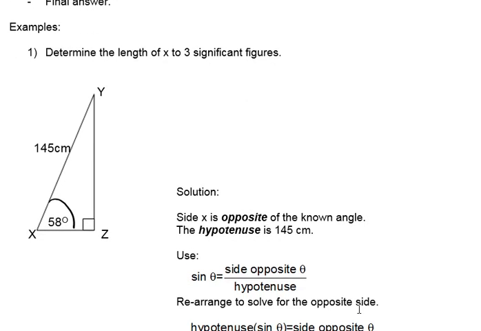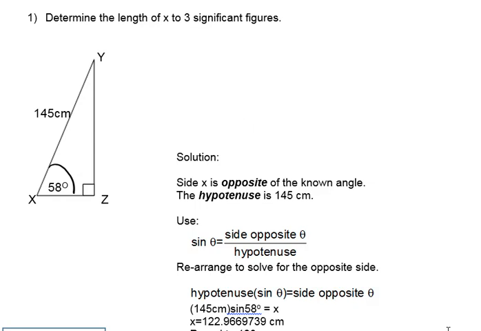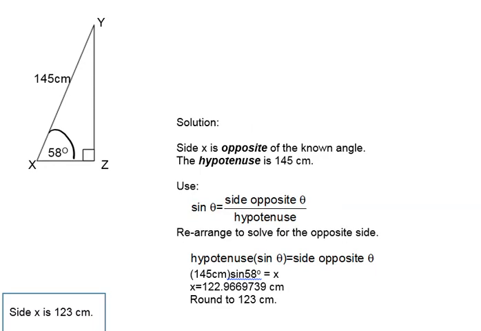So we rearrange that. If we want to get opposite alone, because that's what we're looking for, we've got to multiply by the hypotenuse to bring it to the other side. Then we can plug in the values we know. The hypotenuse is 145. The angle theta is 58. The side opposite is what we're looking for, so there's our x. Calculate that with your calculator, and we find that x is 122 point something, with a lot of decimals. So go back to the original question. It says round to 3 significant figures, so we would round that to 123 centimeters for our final answer.